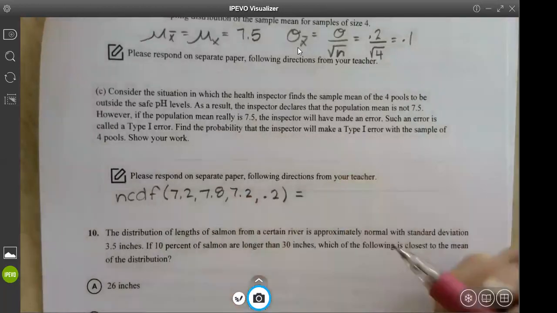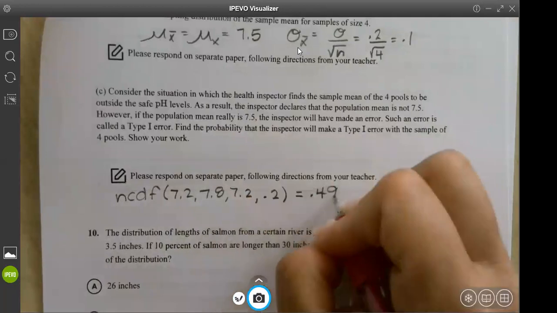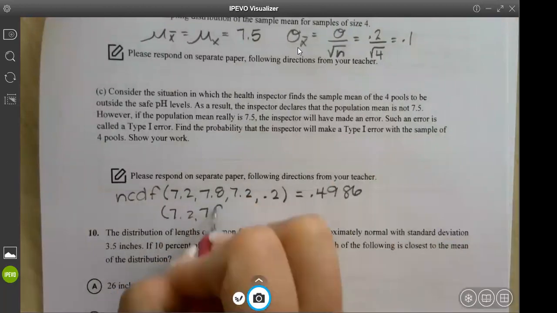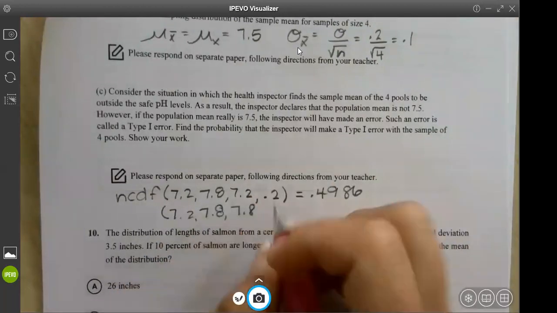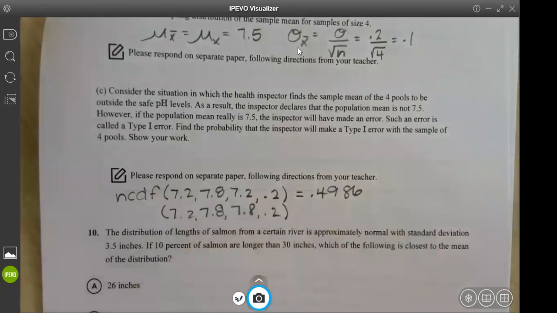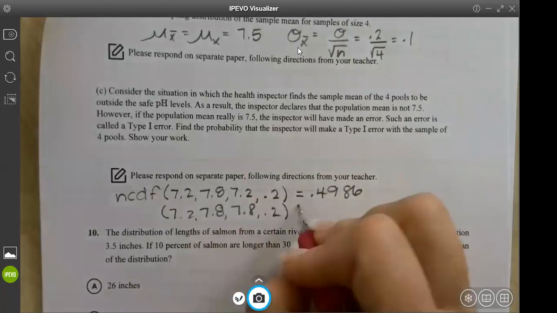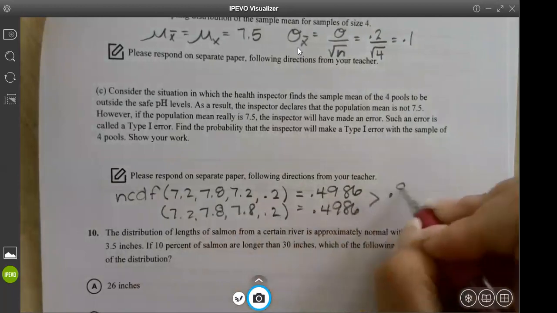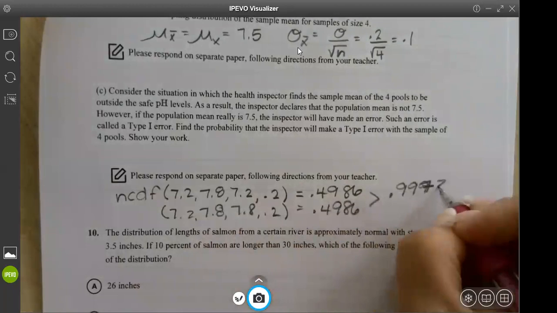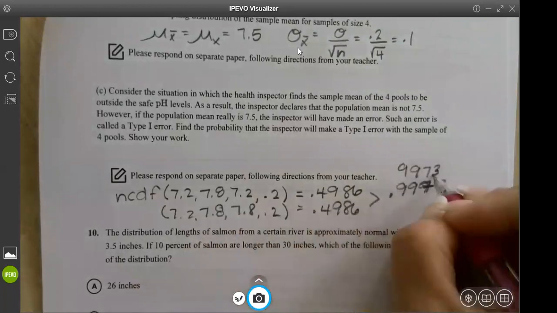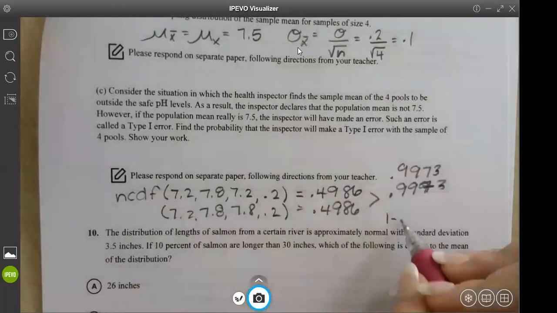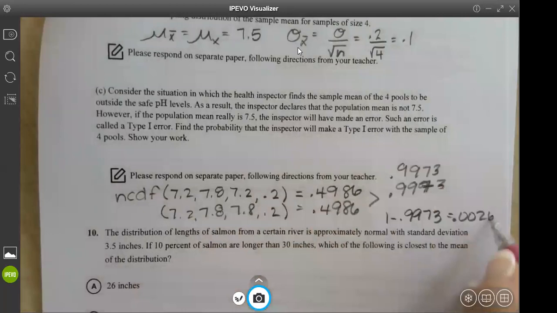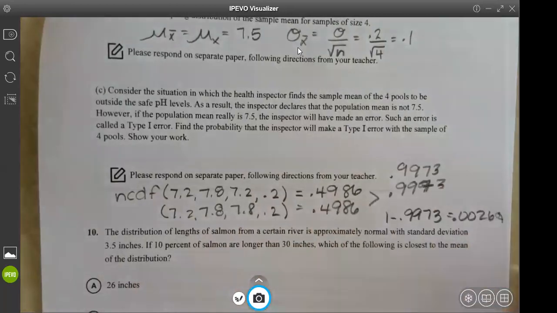And we got 0.4986. And I did the same thing using 7.8 as the mean, which gives me 0.4986 as well. These two combined are 0.9973. And then I subtracted that from 1 and got my 0.00269. Give me a minute and I'll show you what the answer key showed.